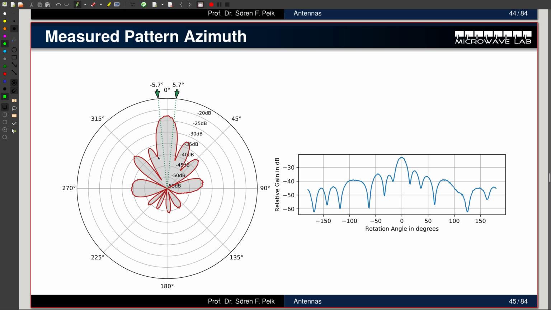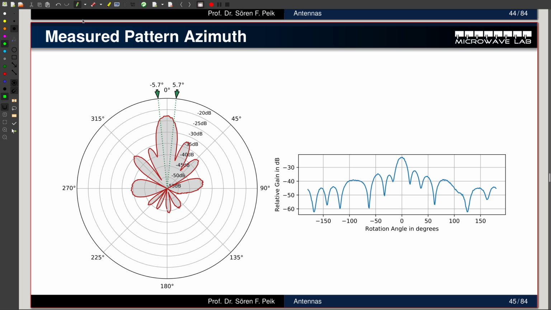In our lab at the university, we have a room which is anechoic and also shielded against other radiations. In this room, we can rotate our antennas and measure the pattern of the antennas. This is a pattern actually measured of a real antenna in that room, and you see clearly how the antenna works.